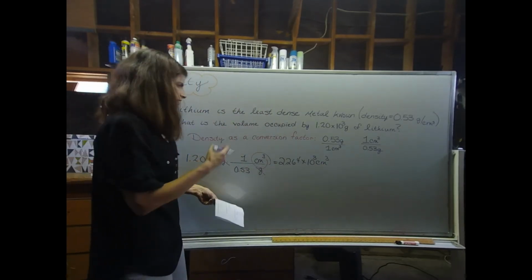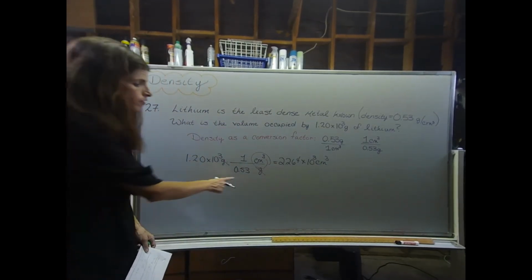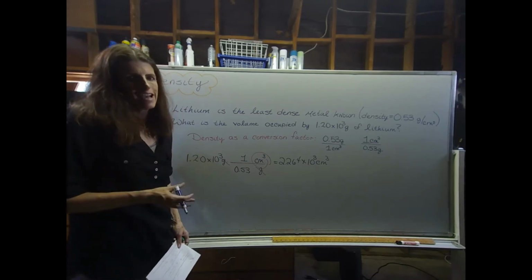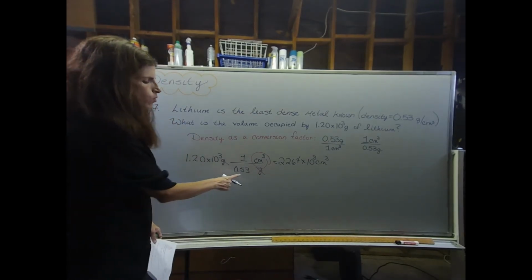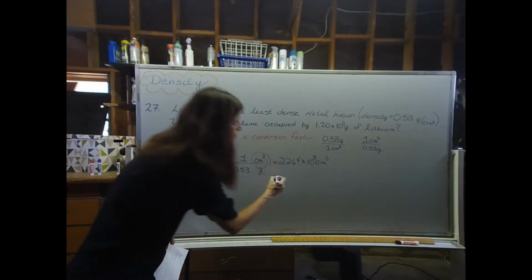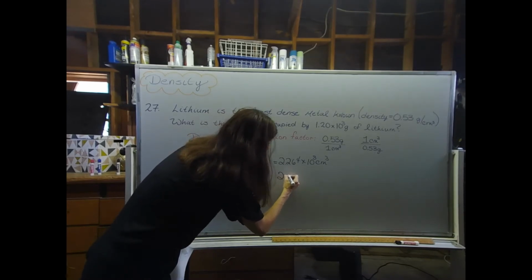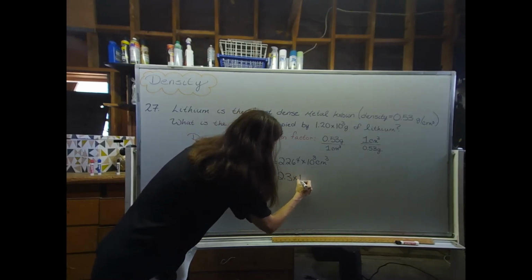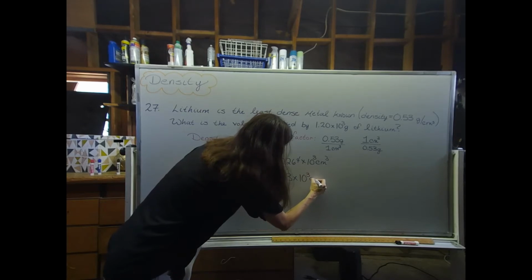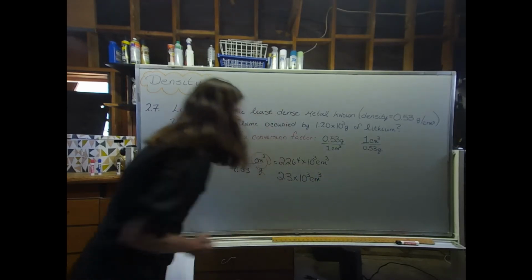But sig figs always, right? Our conversion factor is not exact because it's a density. So we're going to have to go with 2 sig figs on our final answer. So I'm going to do 2.3 times 10 to the third centimeters cubed.